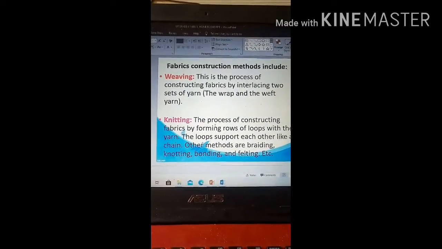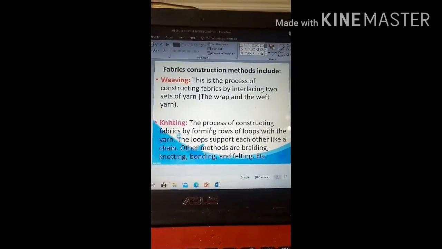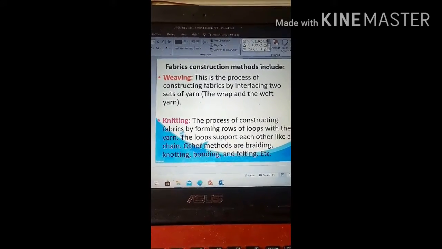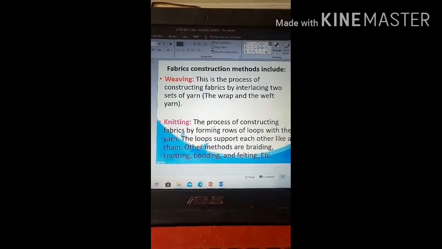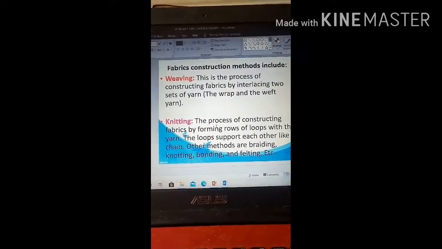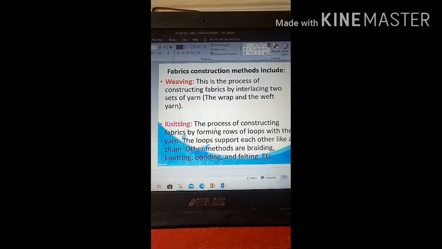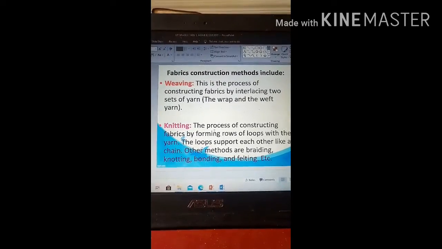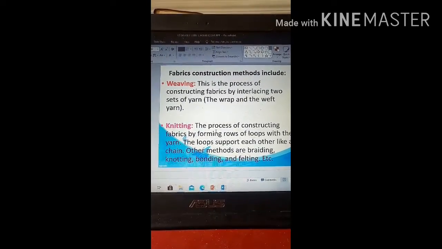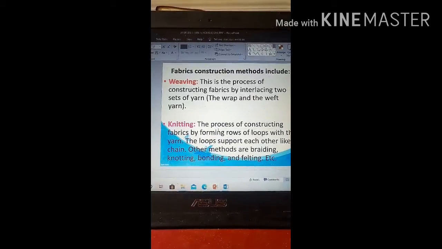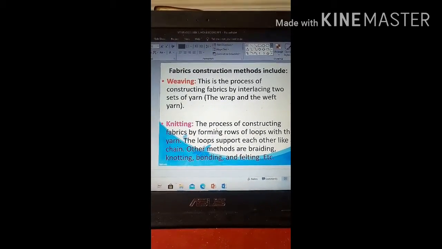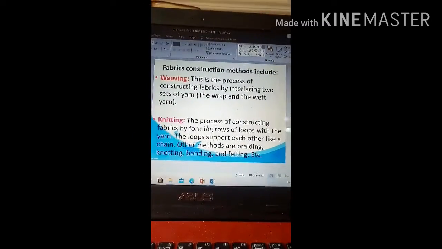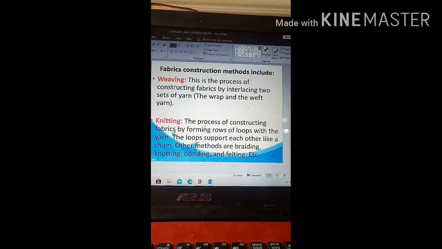Fabric construction methods. So we have different methods of constructing our fabrics. The first one is weaving. This is the process of constructing fabrics by interlacing two sets of yarn, that is the warp and the weft. Two sets of yarn, you interlace them together. The warp and the weft yarn. When you interlace them, you weave like the usual headgear that our parents normally use. The asoke, that is an example of weaving.